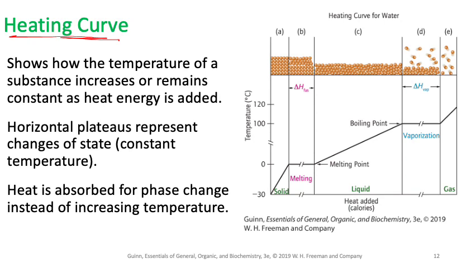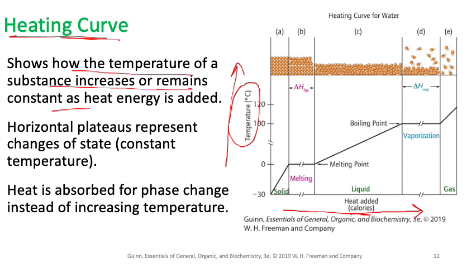So this graph normally tells you on the y-axis is the temperature, which keeps on increasing. The x-axis normally tells you how much amount of heat is being added to the matter, in calories. So the heating curve shows how the temperature of a substance increases or remains constant as heat is being added, right? The second one, the horizontal plateau, represents change of state at constant temperature, and the third one is that heat is absorbed for a phase change instead of increasing temperature. So we're going to learn about all these three lines that we just talked about using a graph.